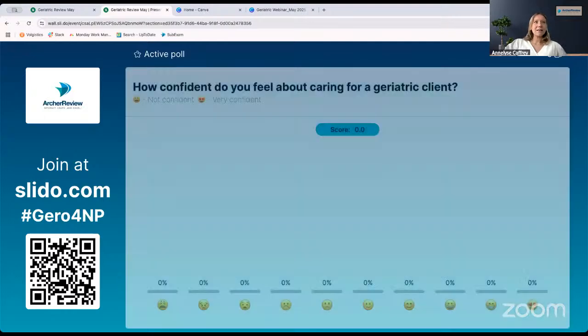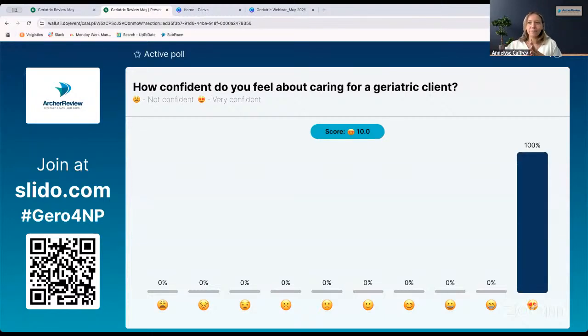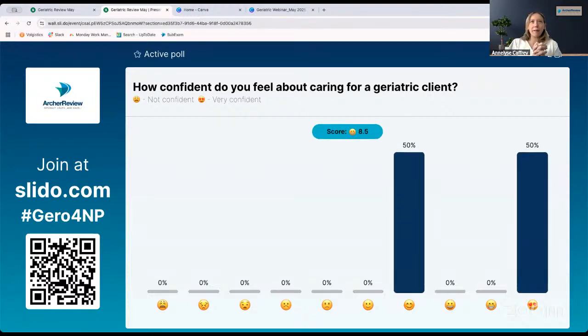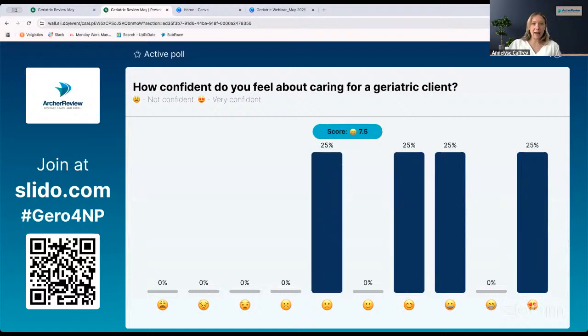Okay, one last question. I need to get a baseline from you guys so that we can see if I am effective at what I'm doing here, what I need to do better, and how confident you guys are feeling so I know how in depth to go. How confident do you feel about caring for a geriatric client? Like, where are we at on that? Do you guys feel really good already? Do you not feel good? Like, where are we at there?